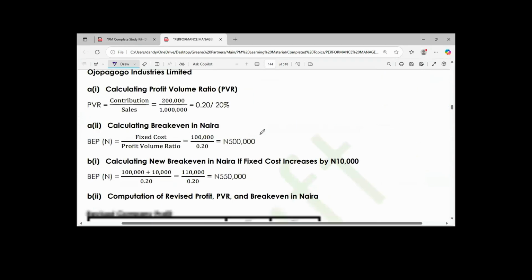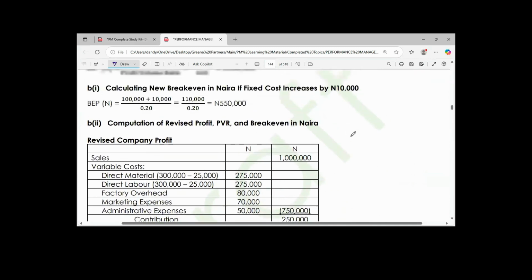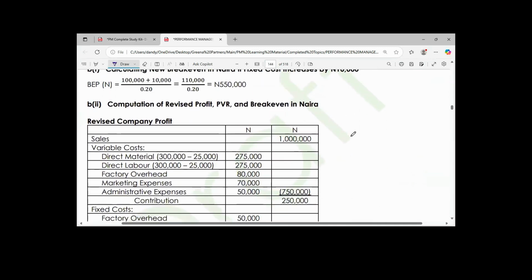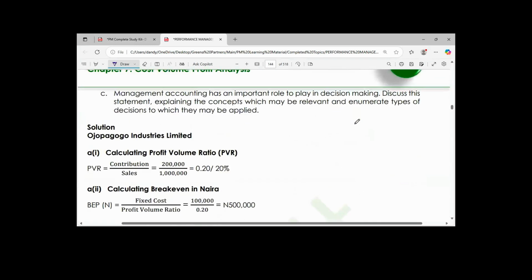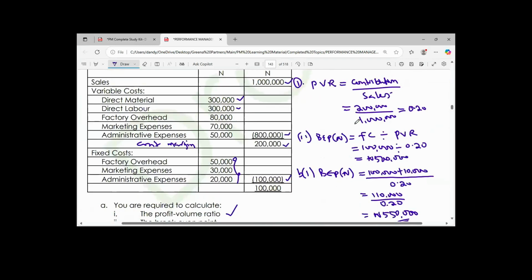Originally the sales value remained as 1 million naira. We are told that the company will save 25,000 naira from direct material. Therefore, 300,000 minus 25,000 gives us 275,000. Direct labor is 300,000, and we are saving 25,000, the same thing as 275,000. Variable factory overhead is 80,000. Marketing expenses is 80,000. Variable administrative expenses is also 50,000.